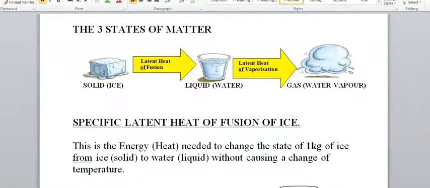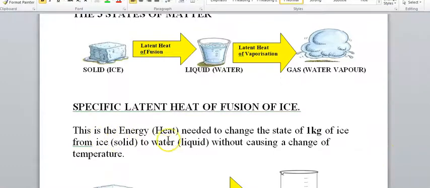The second definition we have to be familiar with is that of the specific latent heat of fusion of ice. This is the energy needed to change the state of 1 kilogram of ice from its solid state to its liquid state without causing a change of temperature. In simple terms, it's simply the amount of energy needed to convert 1 kilogram of ice into 1 kilogram of liquid at the same temperature. It is very important to remember that in this context, fusion simply means melting. It has no relationship with nuclear fusion.